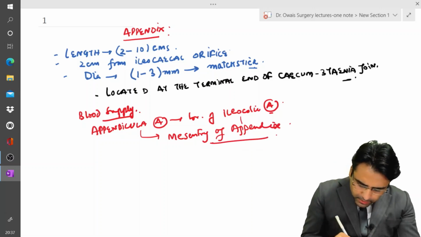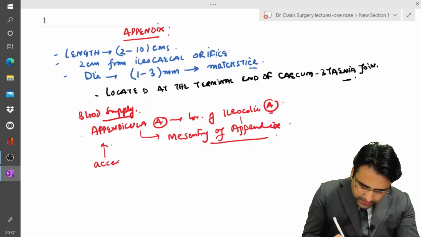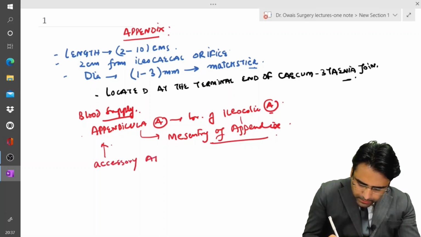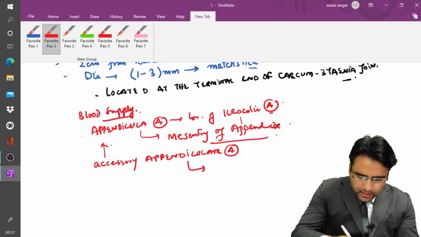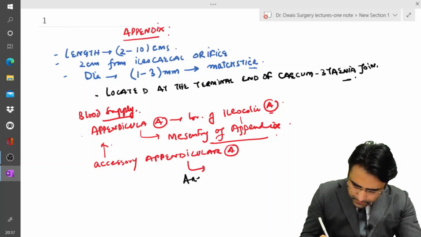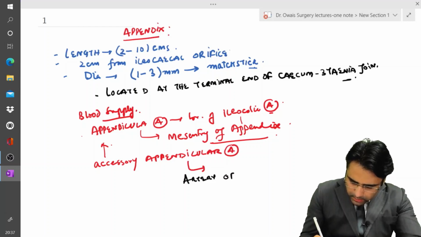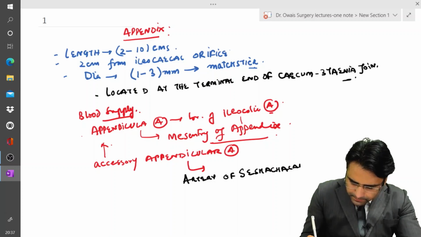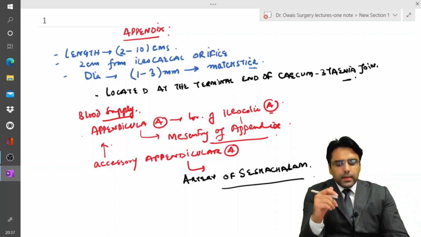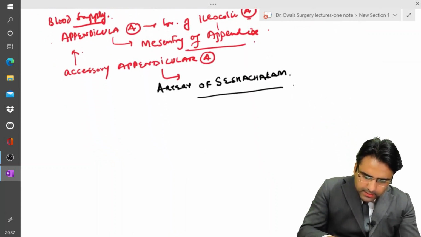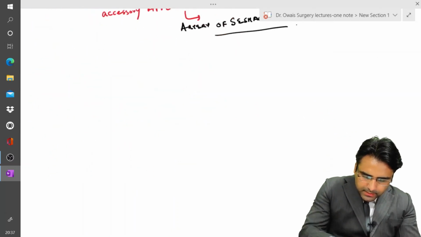Now sometimes the appendix is supplied by an accessory appendicular artery, which is called the artery of Seshachalam. Clear? Now next let us discuss the various anatomical positions of the appendix.